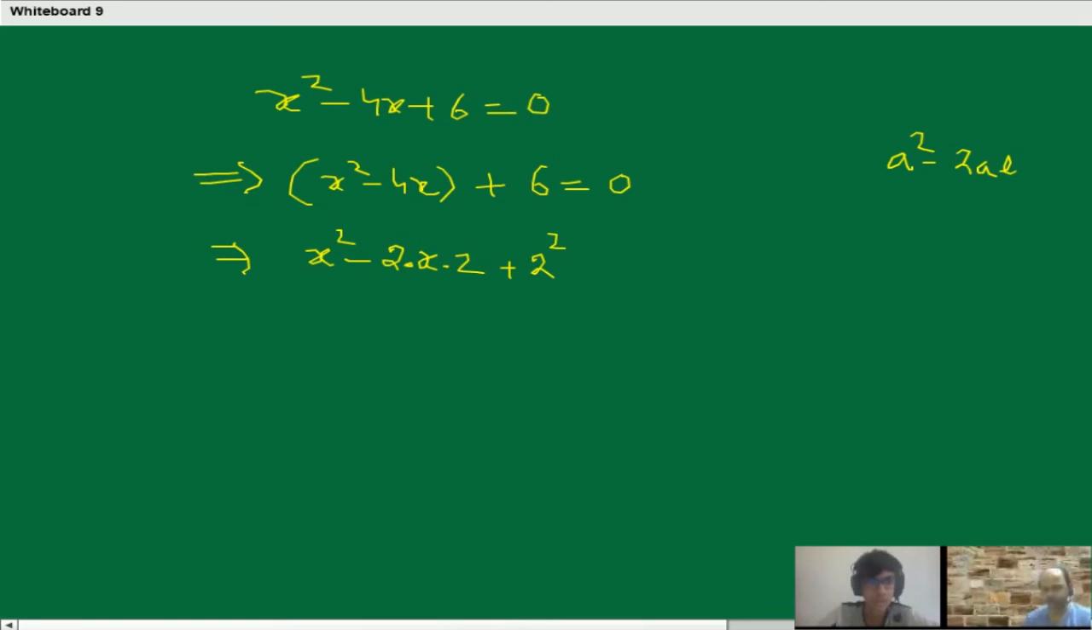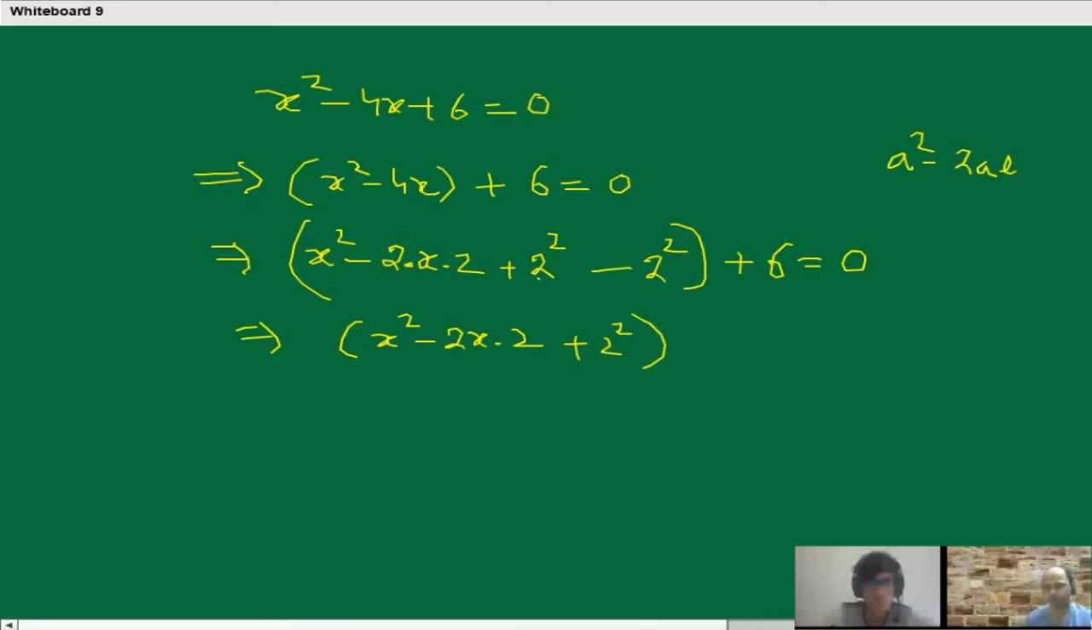Yeah. So we have to subtract 2 square, because this is an extra term. To make an adjustment, we have to subtract, plus 6 equals to 0. Okay. So if we group this, x square minus 2x 2 plus 2 square, and this would be 6 minus 2 square.